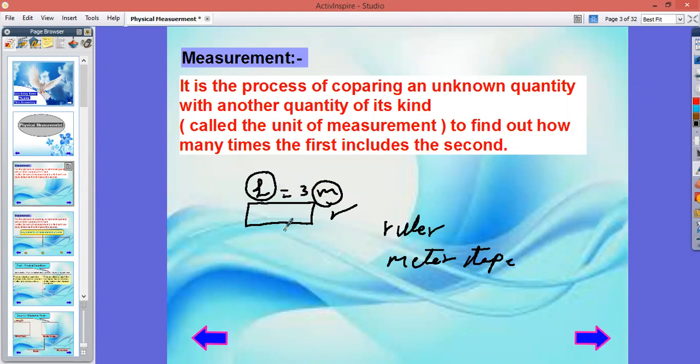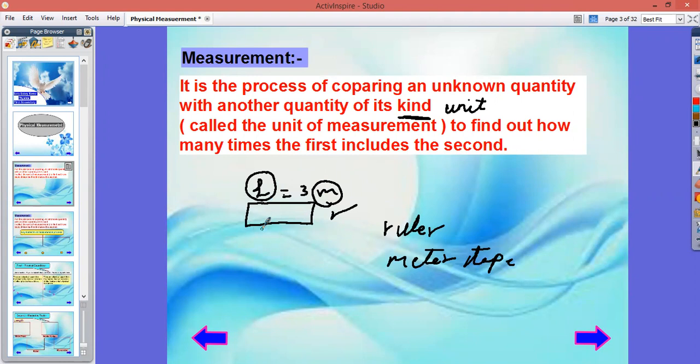Okay, so now again, what is the meaning of measurement process? It is the process of comparing a known quantity and another quantity of its kind. What is the meaning of its kind? It talks about the unit. It's a kind, so I have the same kind of unit. Okay, if I measure the length, it's the unit meter. If I measure the mass, the unit is kilogram, time, second, and so on. Why? To know how many times the first includes the second.